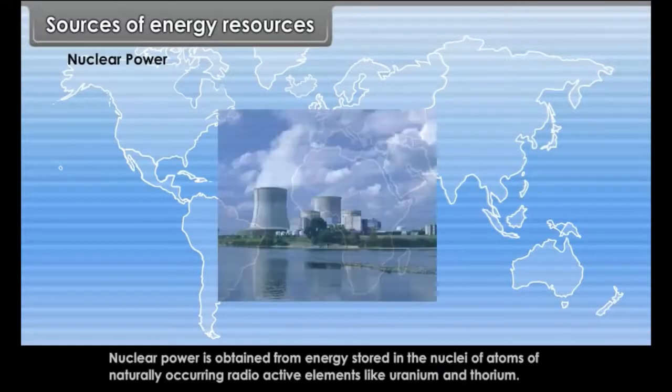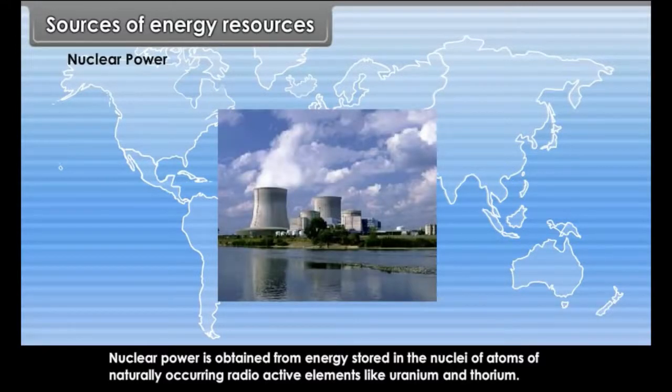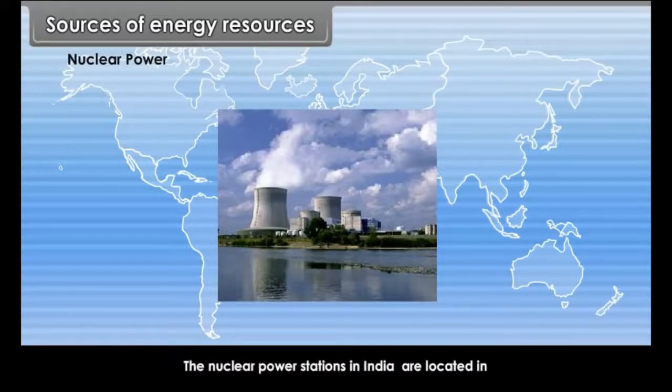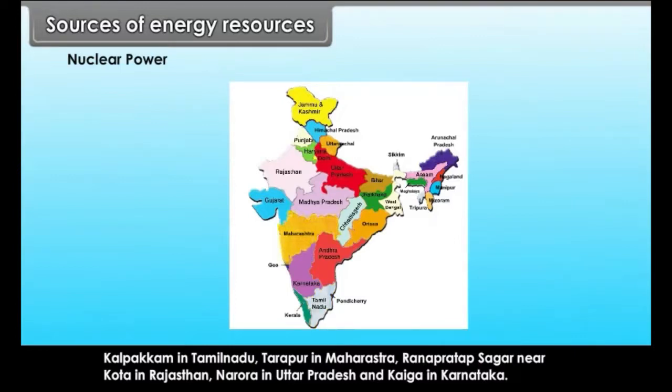Nuclear power. Nuclear power is obtained from energy stored in the nuclei of atoms of naturally occurring radioactive elements like uranium and thorium. These fuels undergo nuclear fission in nuclear reactors and emit power. The greatest producers of nuclear power are the USA and Europe. The nuclear power stations in India are located in Kalpakkam in Tamil Nadu, Tarapur in Maharashtra, Rana Pratap Sagar near Kota in Rajasthan, Narora in Uttar Pradesh and Kaiga in Karnataka.